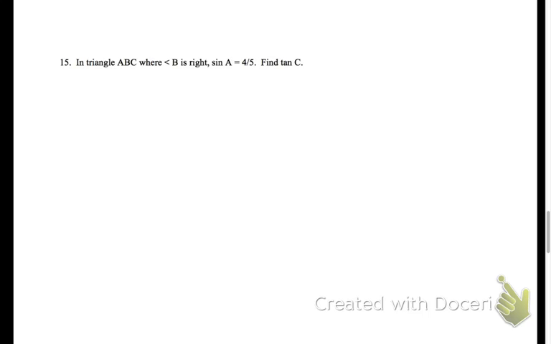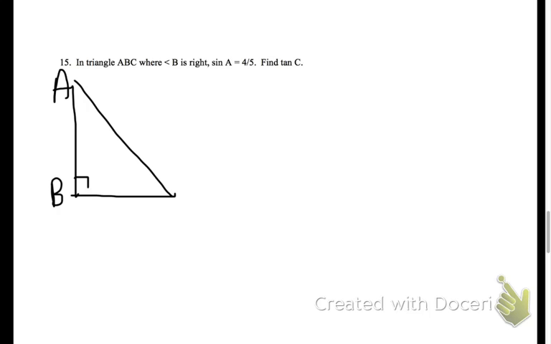Okay, in a triangle ABC where angle B is right, given the sine of A is 4/5, find the tangent of C. So again, let's draw ourselves our triangle ABC. Now this time it's B that's the right angle, so triangle ABC, angle B is the right angle. We know that the sine of A is 4/5. Well, what that tells us here, the sine of A is 4/5.